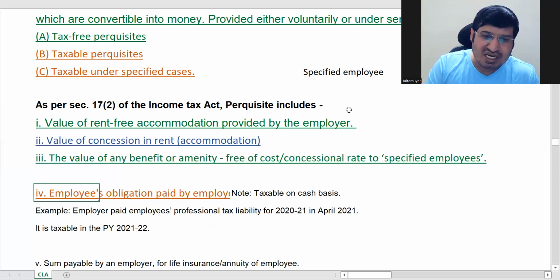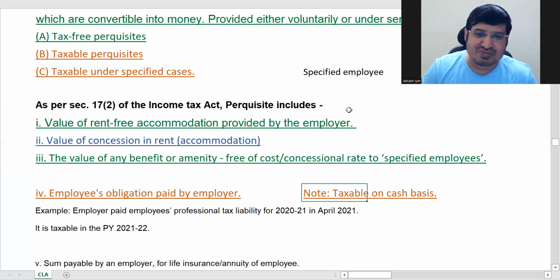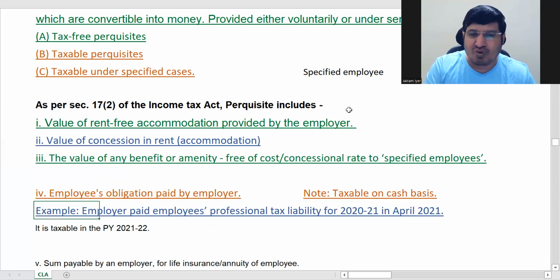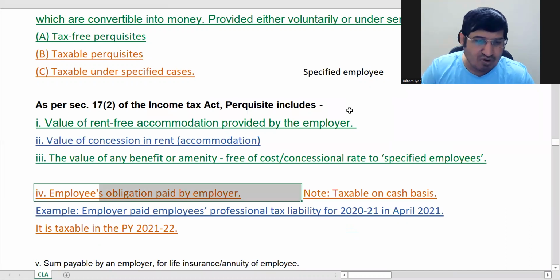Next is employee's obligation paid by employer. This is taxable on cash basis, that is, on payment basis. For example, the employer paid the employee's professional tax liability for 2020-21 in April 2021. Because he has paid in April 2021 and it is taxable on cash basis, it is taxable for previous year 21-22, when it is paid basically. So that is employee's obligation paid by employer.